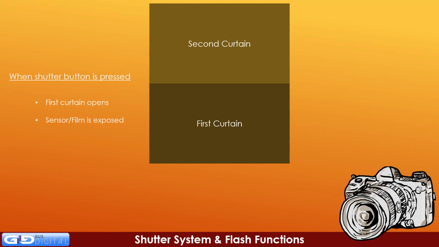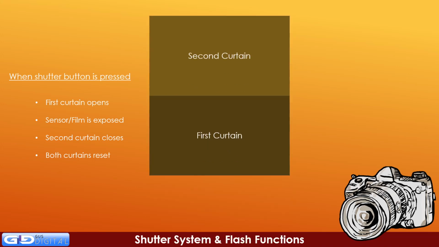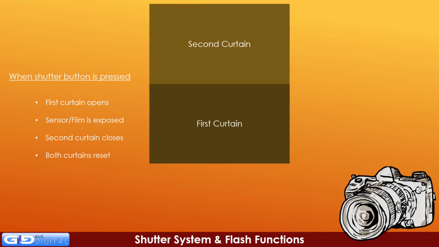When we press the shutter button, many things happen. Let us watch a graphic representation of the process. Please watch the curtains closely. The sequence of events that took place are: the first curtain slid open fully, the sensor was exposed to the light from the lens, the image was formed on the sensor, the second curtain slid down to conceal the sensor again, and then both curtains reset.